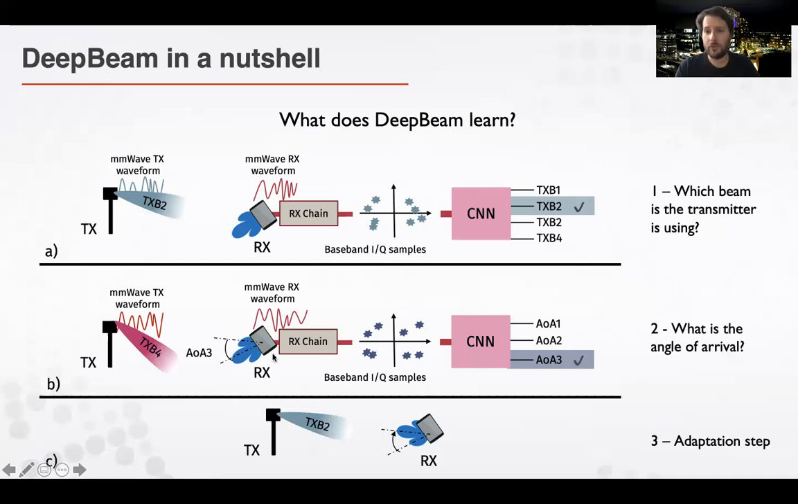And it does this without relying on multiple RF chains, which are necessary, for example, for many other AOA tracking algorithms. It does this with a single RX chain. And finally, once DeepBeam has collected these 2 pieces of information, it performs its adaptation step by basically selecting the received beam, which corresponds to the optimal angle of arrival, and informing the base station of what is the transmit beam that the base station should use to communicate with the user.